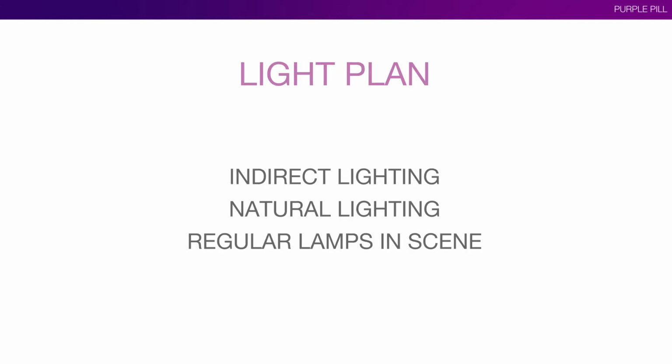Another typical problem you'll encounter is how to light your scene without having your lamps in full view. You could opt for indirect lighting by placing a light source outside of a window, for example. Natural lighting might be sufficient when you are outside. For indoor scenes, you could use regular lamps that are part of the scene as your light source. In any case, you will have to be creative on this front, so thoroughly think your light plan through in advance.